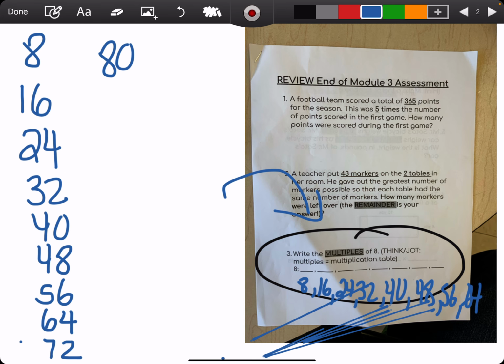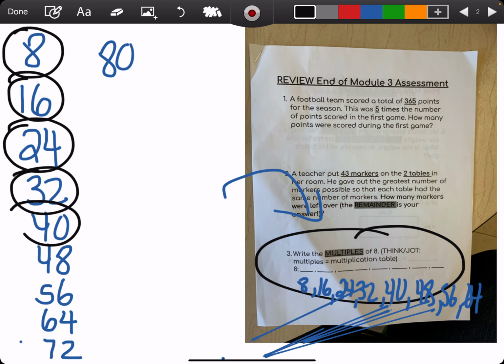I think they wanted the first 8 multiples of 8. So 1, 2, 3, 4, 5, 6, 7, 8. So there you go. There's your first 8 multiples of 8. You just skip counting by 8, and there you go.